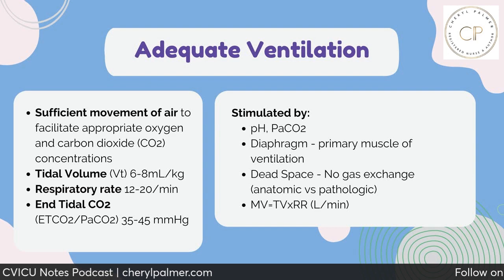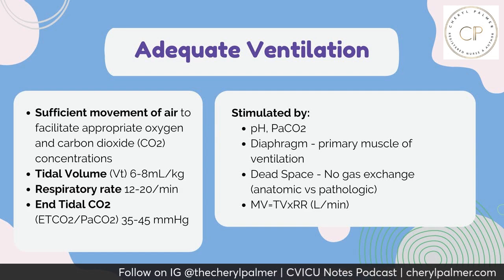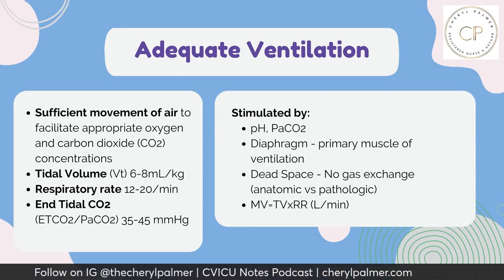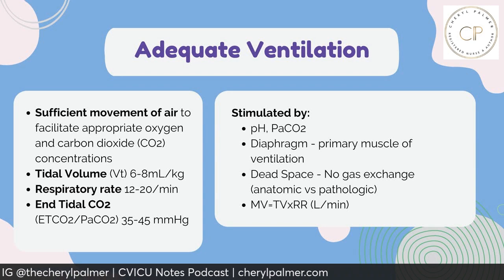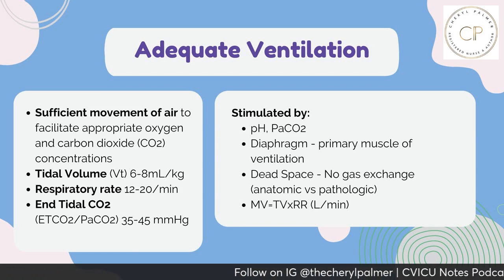Adequate ventilation is sufficient movement of air to facilitate appropriate oxygen and carbon dioxide concentrations. Normal tidal volume is 6 to 8 milliliters per kilogram. Normal respiratory rate is 12 to 20 per minute. And normal end tidal CO2 is 35 to 45 millimeters of mercury.